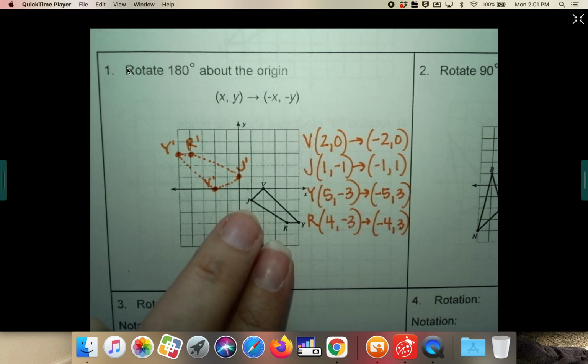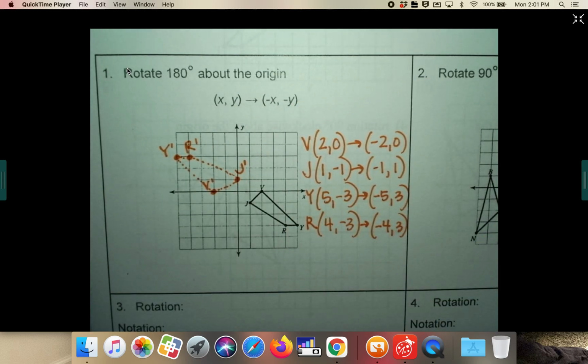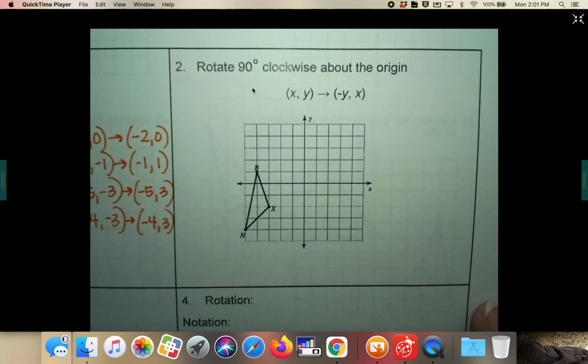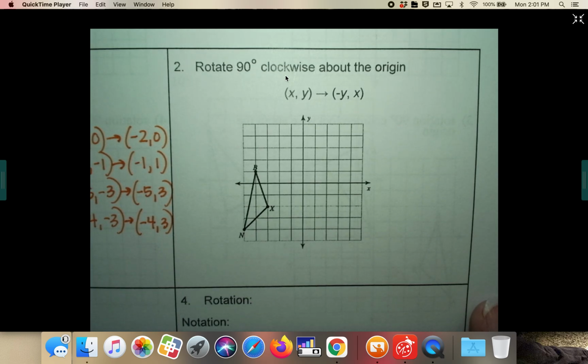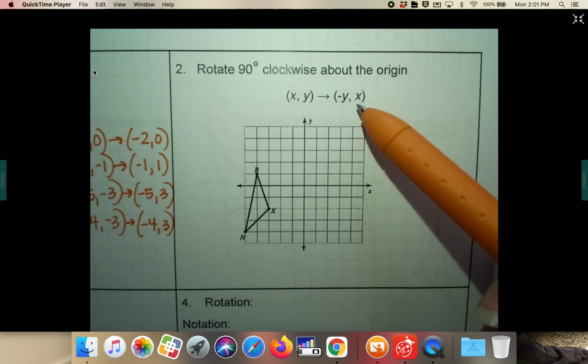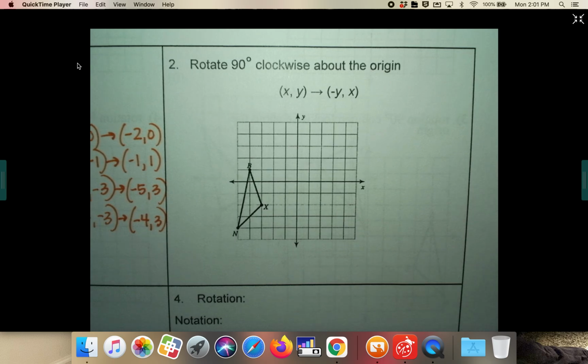Okay, so we just took this shape and just rotated it around, just like the blades on a fan, or the hands on a clock. Okay, so number 2, we're going to try a little bit of a harder one. This is a 90-degree clockwise, and in case you forgot what that was, I actually gave you the formula, the rule right here. So let's write down what our coordinates are.